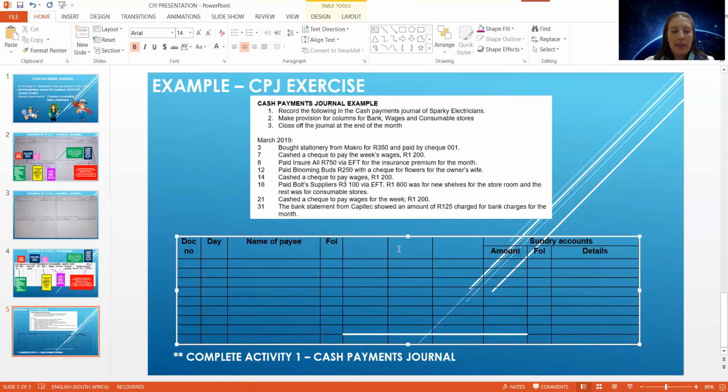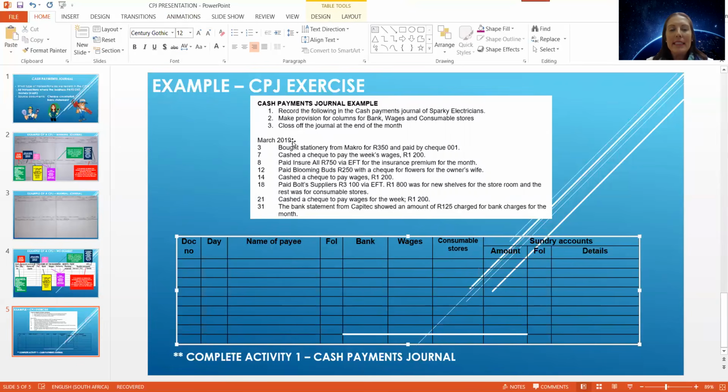Now, let's see if I can get it right this time with the typing. Bank, what is the next one? Wages and consumable stores. Let's just see if I can make it slightly smaller. Okay, so that is how you label your columns. Those of you on the normal 8-column books, you will then go and fill in those columns as we normally would do. Right, and then they tell us to close off, apologies, I see there's a little spelling error, close off the journal at the end of the month, meaning we need to get totals. Good. So let's start there.